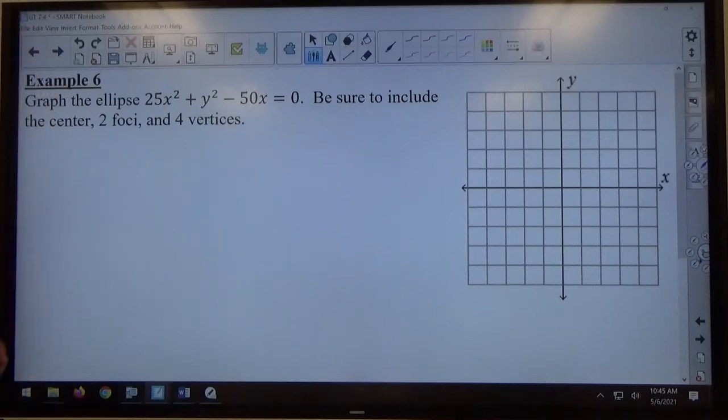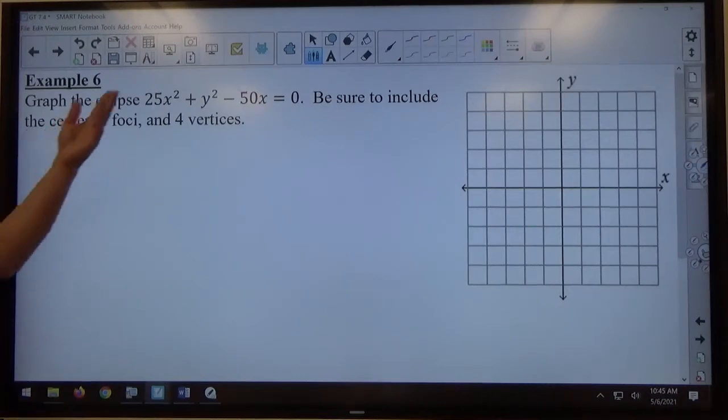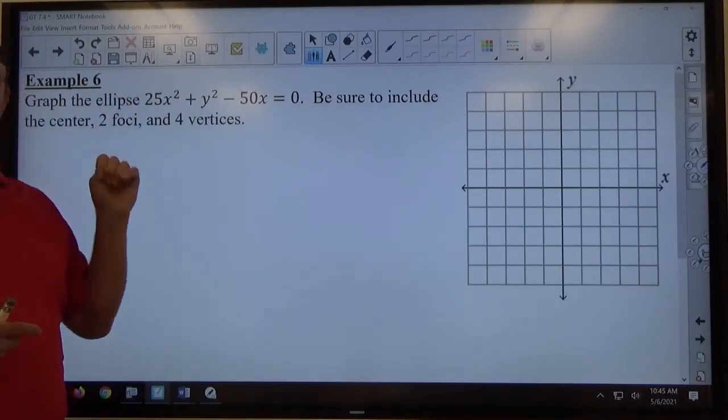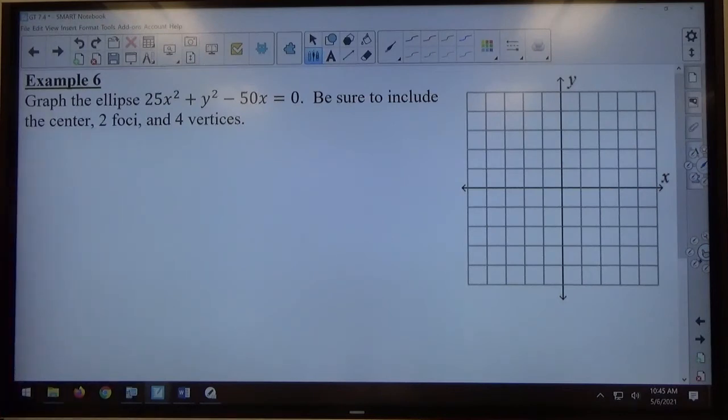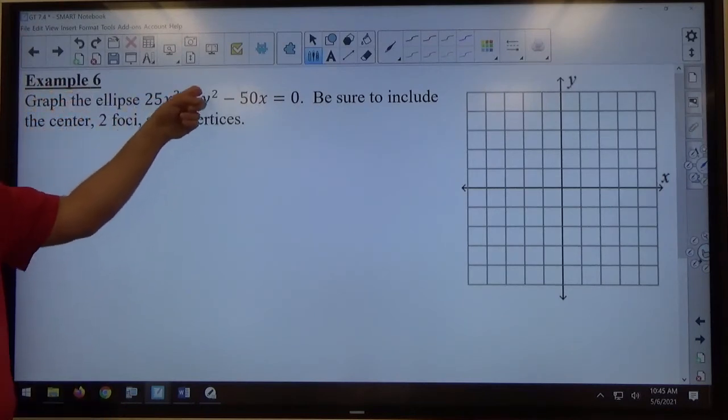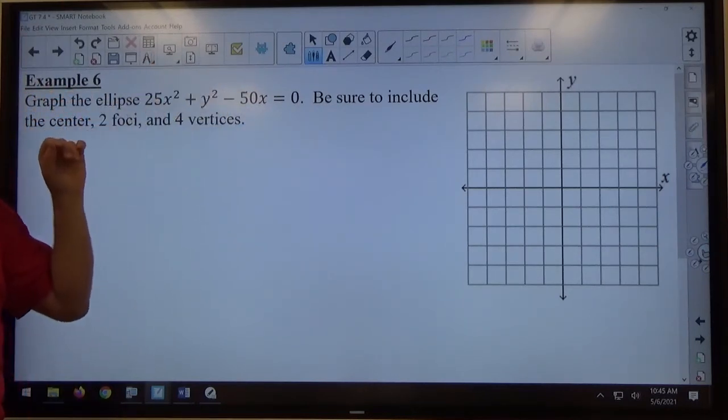So example 6, graph the ellipse 25x squared plus y squared minus 50x equals 0. So notice this one's a little bit less involved, right? Fewer terms. But again, our first step is always to do all this isolation thing, the separation. There's no plus or minus, just constant. This has an x, this has a y, this has an x. There's no other numbers other than that.